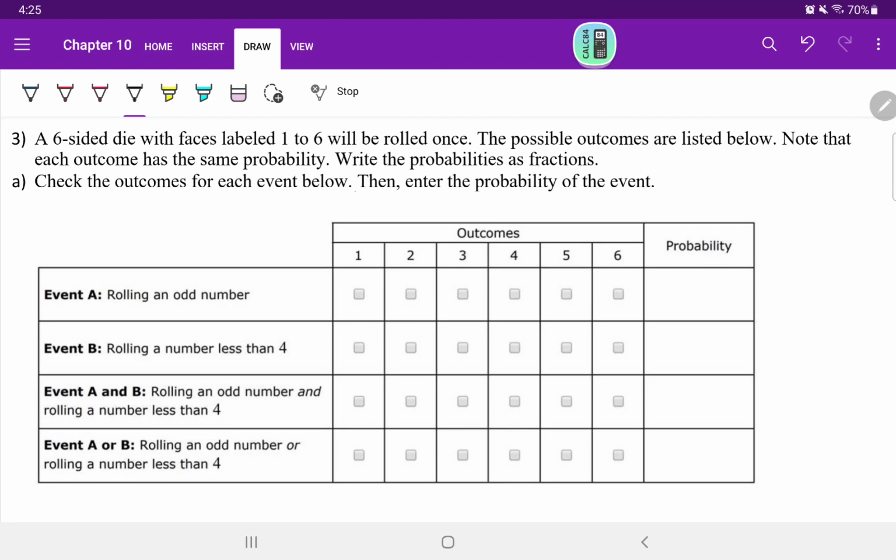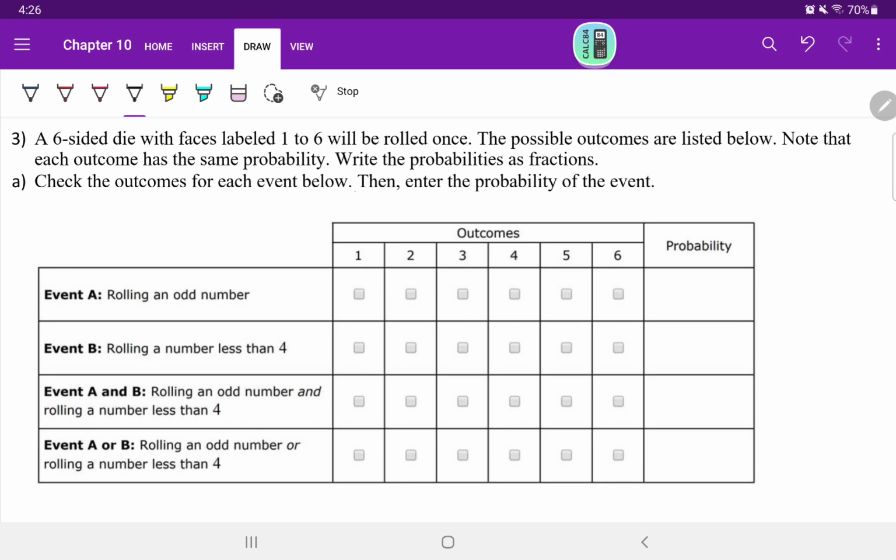A. Check the outcomes for each event below, then enter the probability of the event. Event A says rolling an odd number. Event B says rolling a number less than 4. Event A and B says rolling an odd number and rolling a number less than 4. Event A or B says rolling an odd number or rolling a number less than 4.